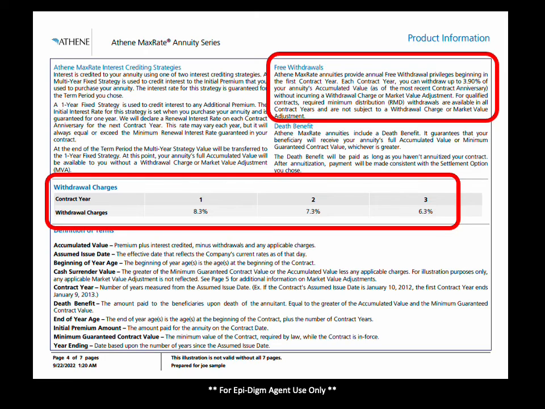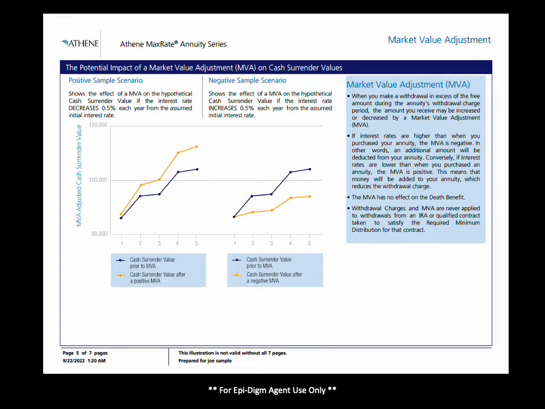For qualified contract, there's a required minimum distribution. Withdrawals are available in all contract years and are not subject to withdrawal charges or market value adjustment. RMD is not subject to MVA or surrender charges. Okay, what the heck is market value adjustment? You probably heard that market value adjustment, right? Okay, what is a market value adjustment?